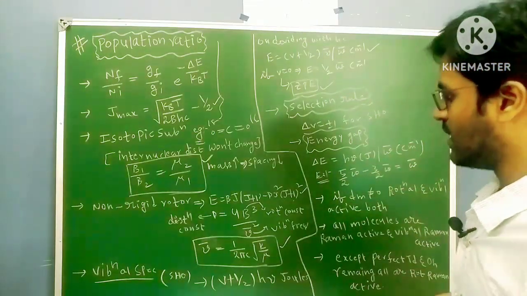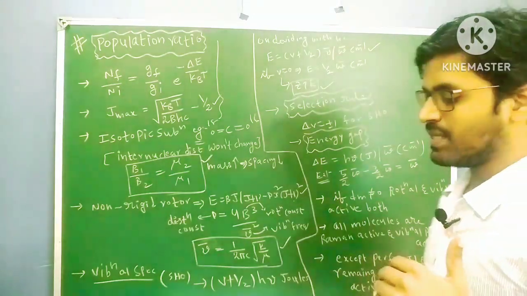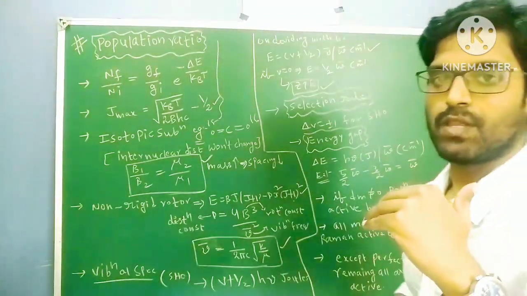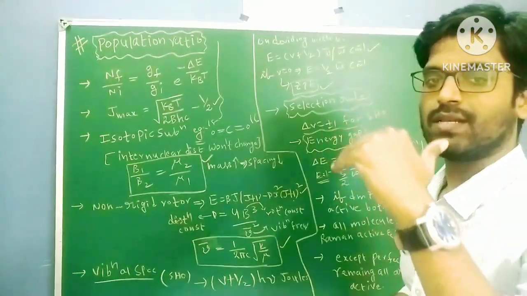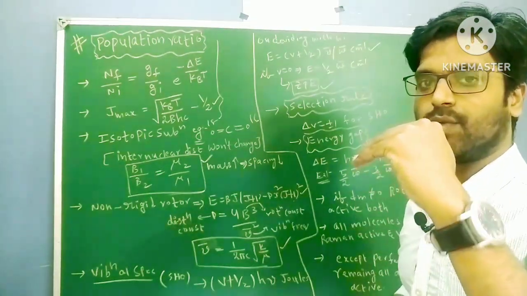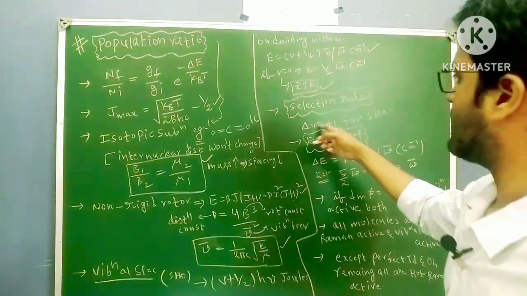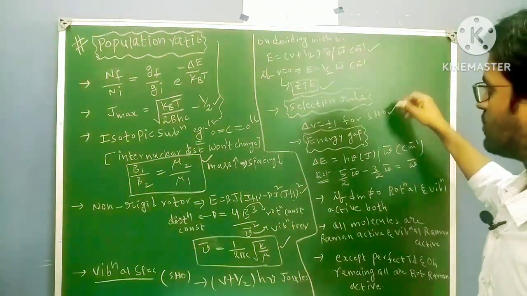Next is selection rules. Selection rules in simple harmonic oscillator, delta V equal to plus or minus 1. So that means the energy level difference. Okay, if you take V equal to 0, V equal to 1, V equal to 2 like that, the delta V difference between one level and another level, delta V equal to plus 1 or minus 1. So delta V equal to plus or minus 1 for simple harmonic oscillator.